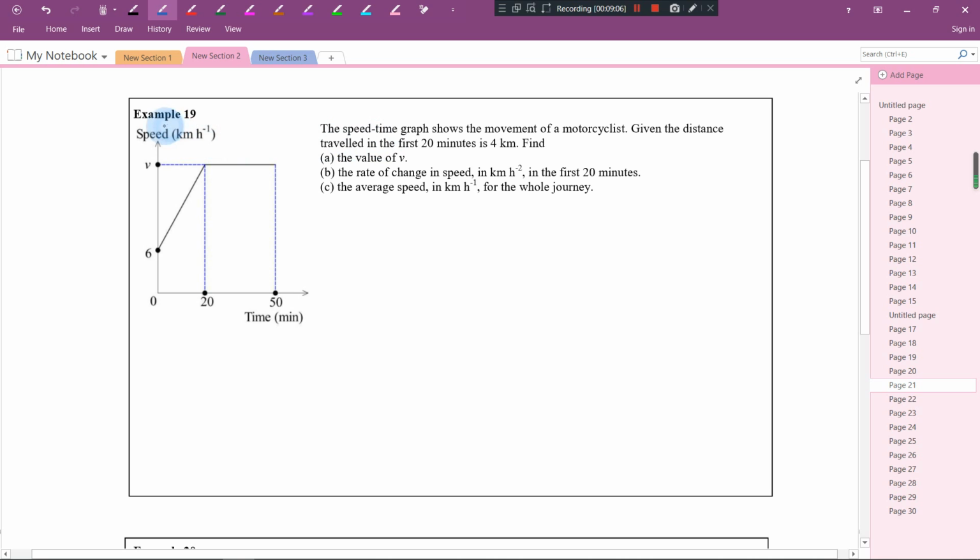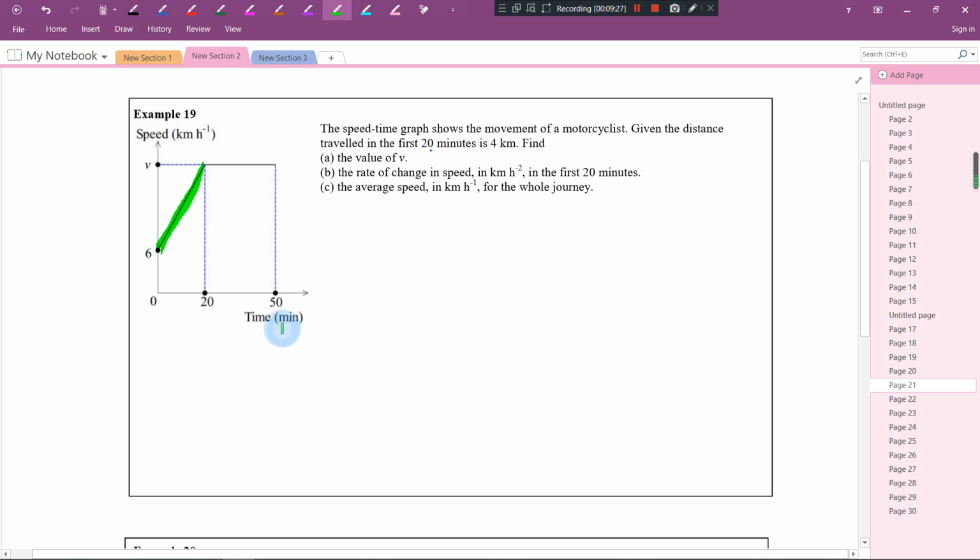Okay, we have another example here, example 19. The speed time graph shows the movement of a motorcyclist, given the distance traveled in the first 20 minutes. Okay, first 20 minutes, which is over here. 20 minutes is 4 kilometers. Find the value of V.